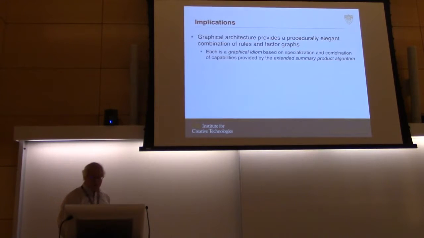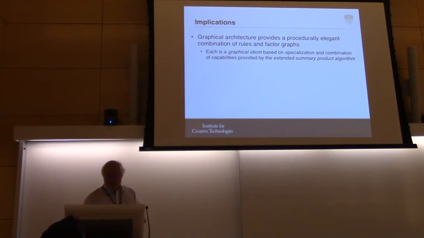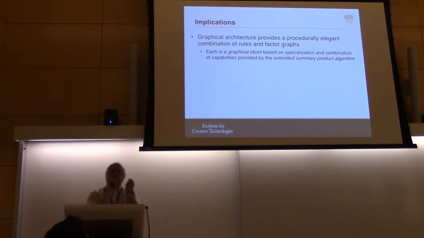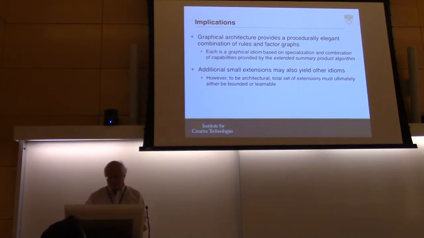All right, what are the implications of this? So the graphical architecture now provides a procedurally elegant combination of rules and factor graphs. They both operate in these same graphs, but there are some variations in how parts of those graphs operate. Each is thus essentially a graphical idiom that depends upon specialization and combination of the basic extended summary product algorithm.